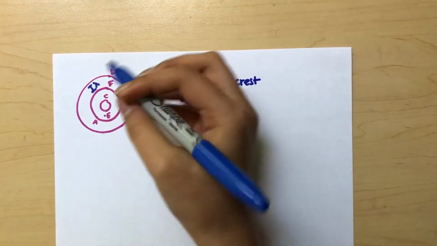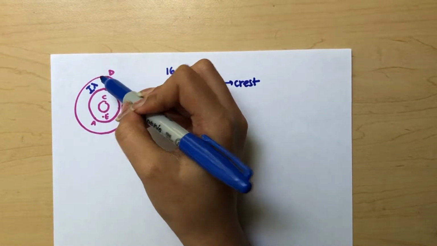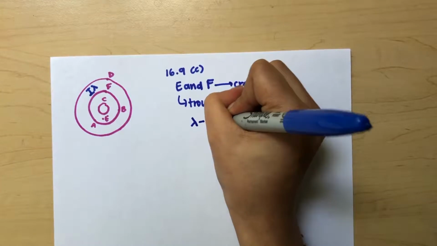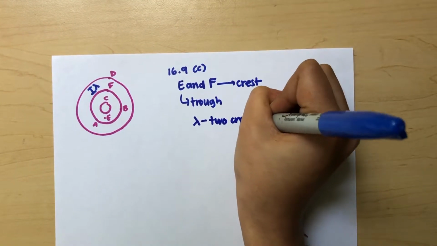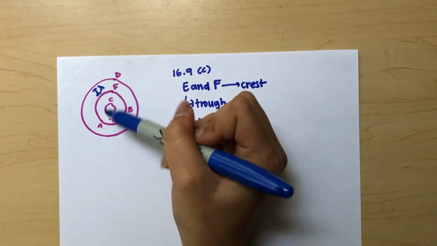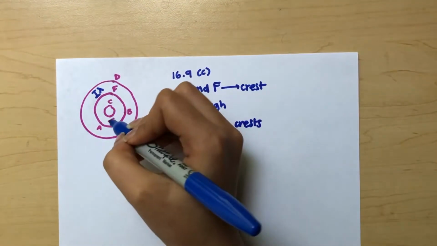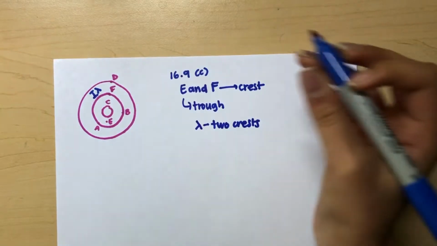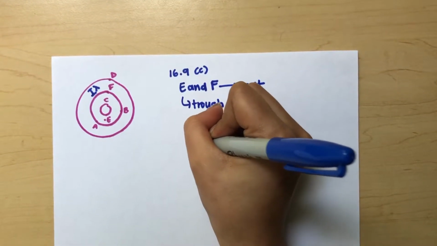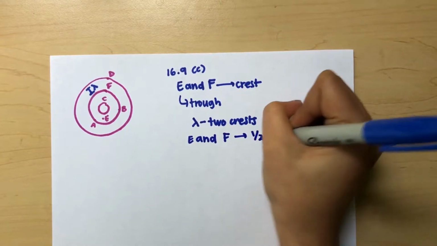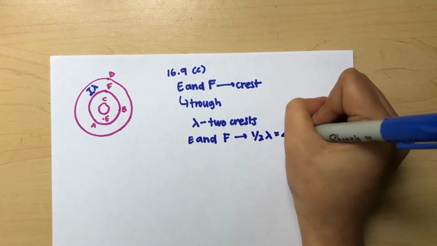We know that the distance between 2 wave crests is lambda. So the distance between the wave crest and the wave trough should be half of that distance, because the wave trough is in the middle of 2 crests. And so the distance between E and F should be half lambda, which is the same as delta x.